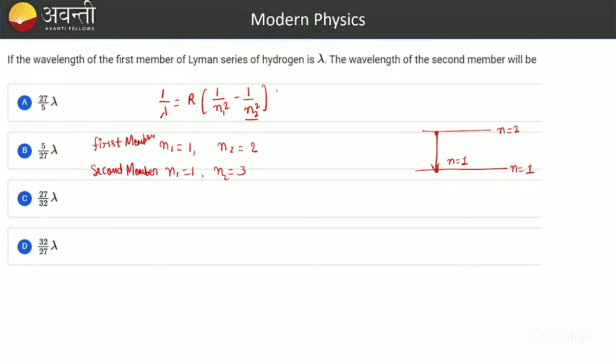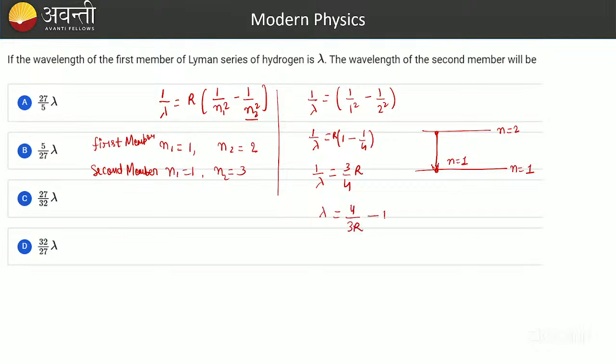Now, for the first member it is already given as 1 upon lambda. We can calculate 1 upon lambda equals 1 upon 1 square minus 1 upon 2 square. 1 upon lambda equals 1 minus 1 upon 4, which is 3 by 4 into R also. So 1 upon lambda here is 3R upon 4, so lambda will become 4 upon 3R. This is equation 1.